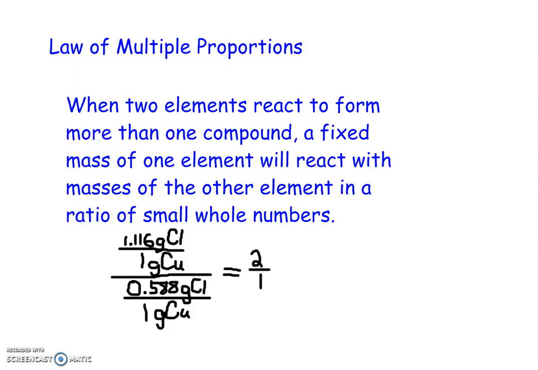When two elements react to form more than one compound, a fixed mass of one element will react with masses of the other elements in a ratio of small whole numbers. In this case, our fixed mass is 1 gram of copper, and the amount of chlorine is what's changing, and the amount of chlorine that's reacting with the fixed 1 gram of copper is in a whole number ratio, 2 to 1.